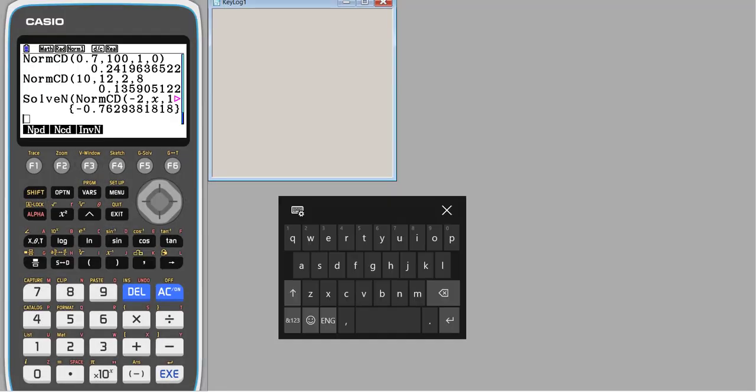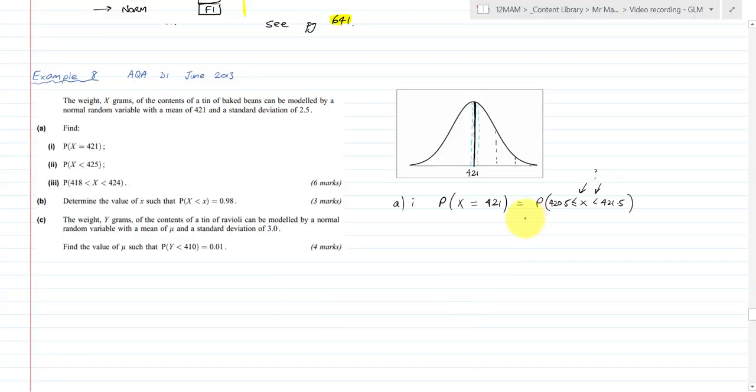There's my calculator. So I'm going to use my normal cumulative distribution. I'm doing 420.5 as my lower bound. My upper bound is 421.5. My standard deviation is 2.5. My mean is 421. Close brackets, execute, and the probability is 0.159, or 0.1585, we'll say. So that's equal to 0.1585. That's A part 1.